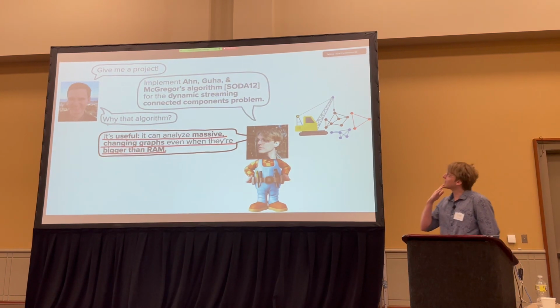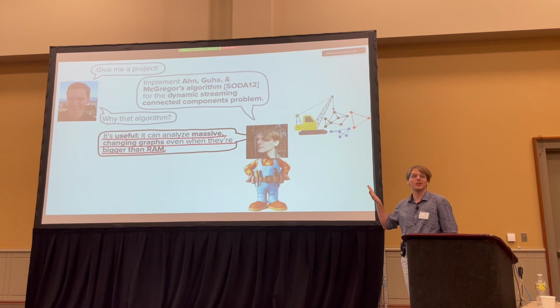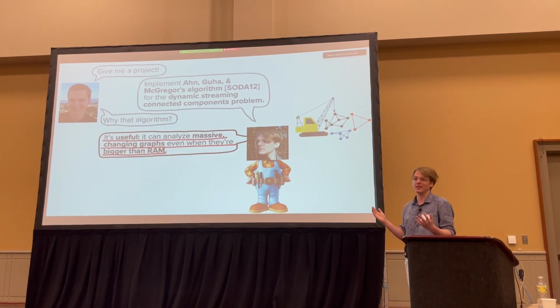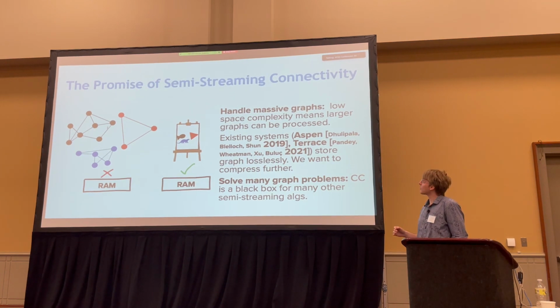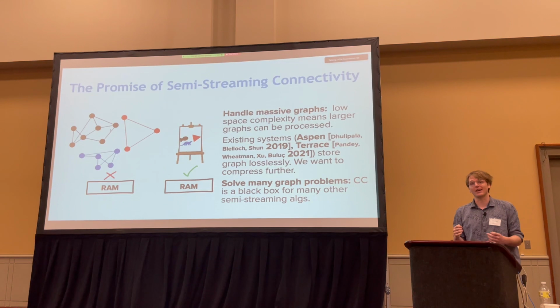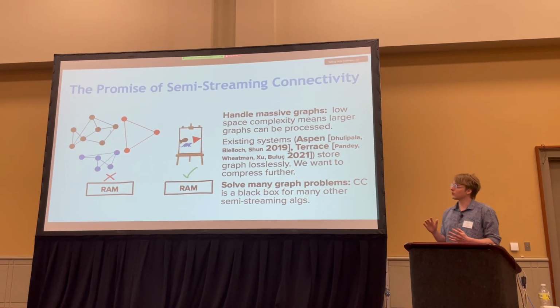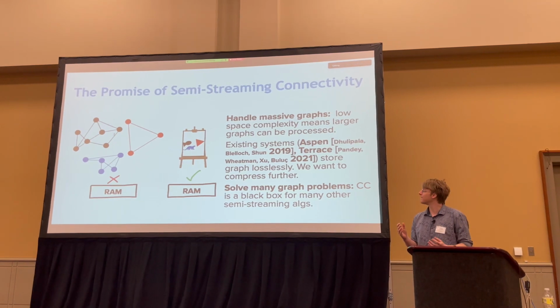And finally, when I say that the algorithm is useful and that it can help us do this, what exactly do I mean? What is the promise of this? Why should systems people care about this nice theory algorithm? Well, the promise of this semi-streaming connectivity algorithm is that it allows us to handle massive graphs. Because the space complexity of this algorithm is so small, we can handle larger graphs given the same amount of space compared to a technique that must store the graph explicitly.